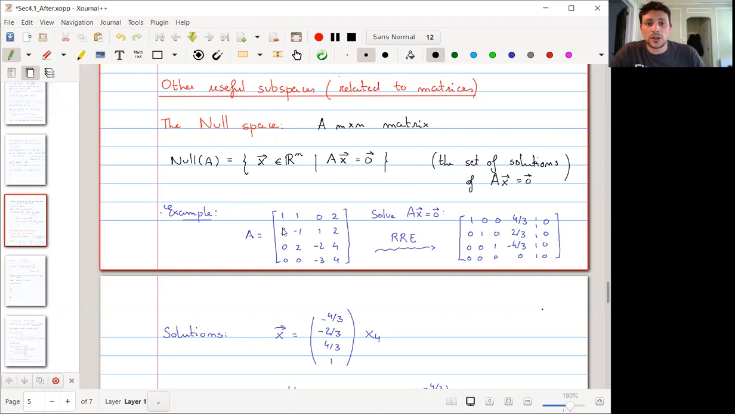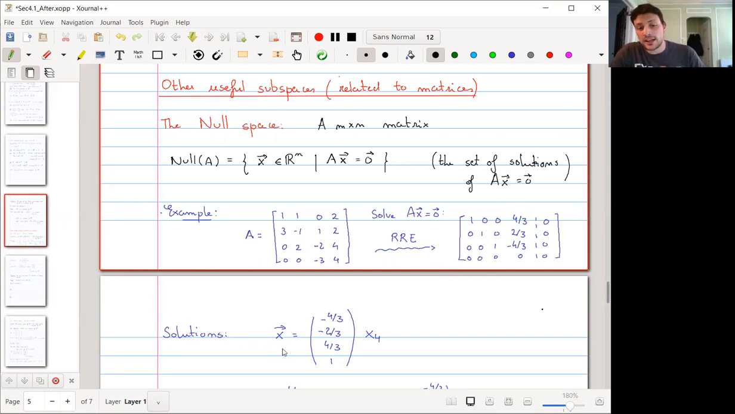Let's have a look at one little example. If A was this matrix here, then to find the null space, we can solve the associated homogeneous linear system, Ax equals 0, which leads us to a reduced row echelon form of this size. There's a row of zeros. In other words, the fourth column denotes a free variable.